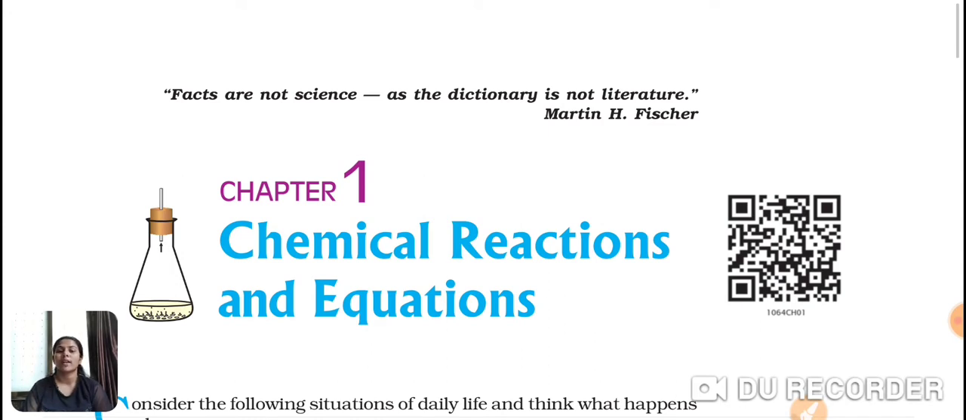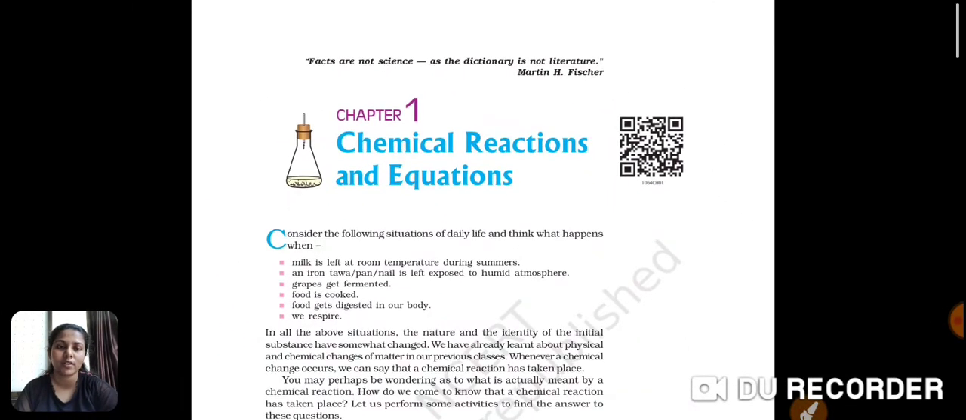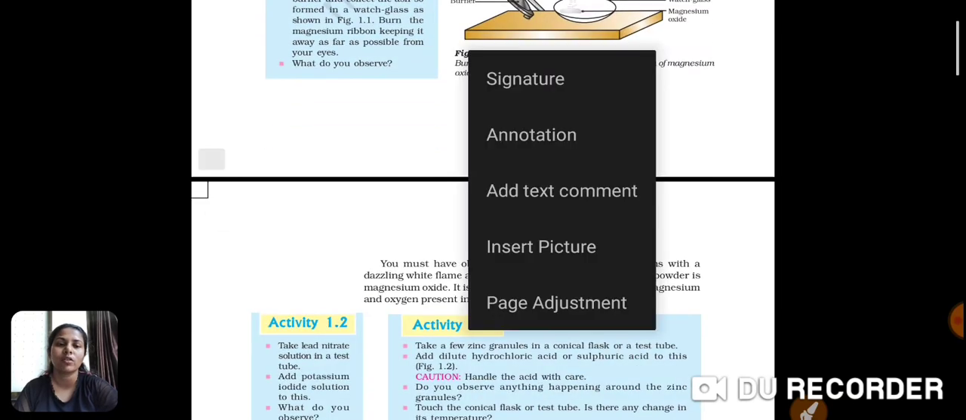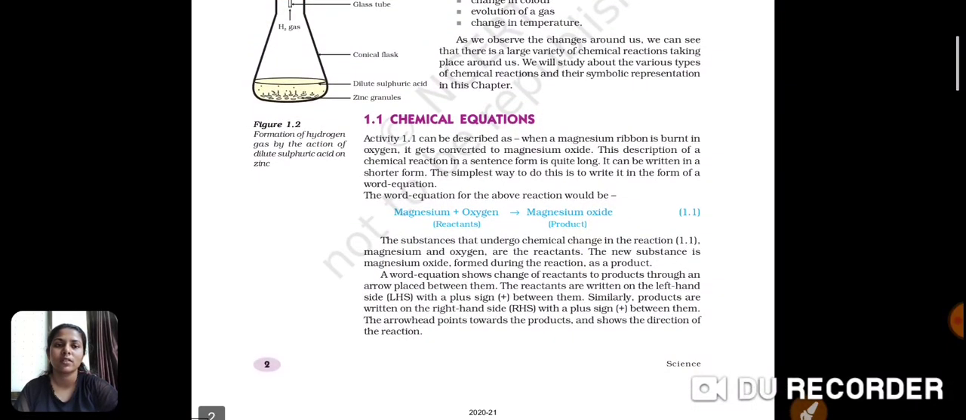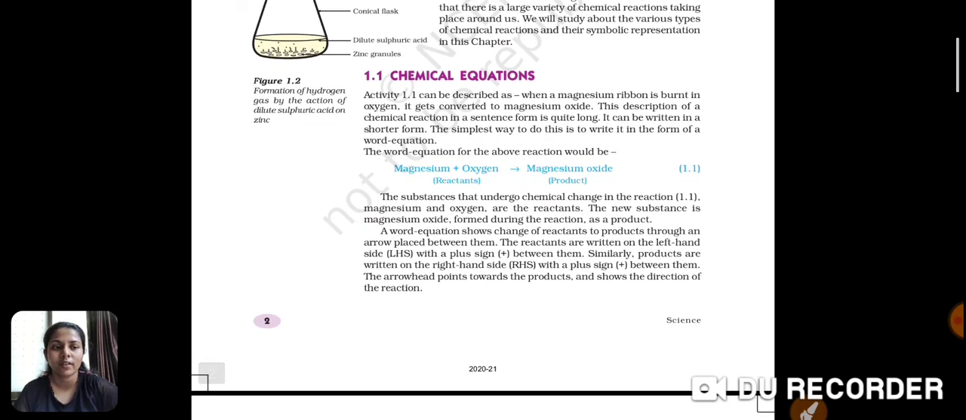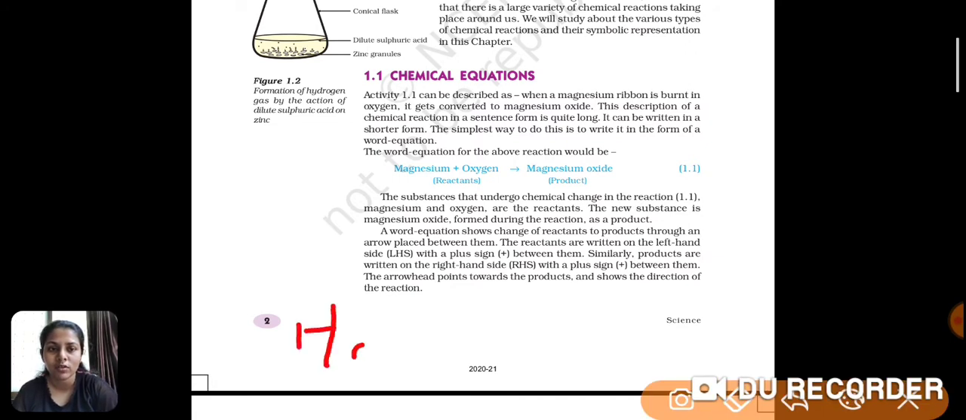So now what is a chemical equation? A chemical equation is the symbolic representation of a chemical reaction that involves the use of formulas and symbols. Now, if we take an example of hydrogen and oxygen, and we want to write the chemical equation, we will write H2 plus O2 gives H2O.